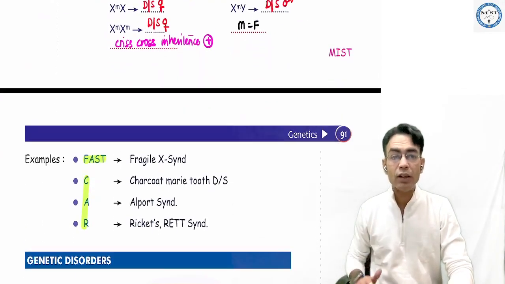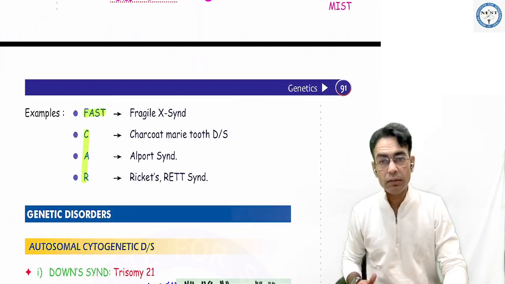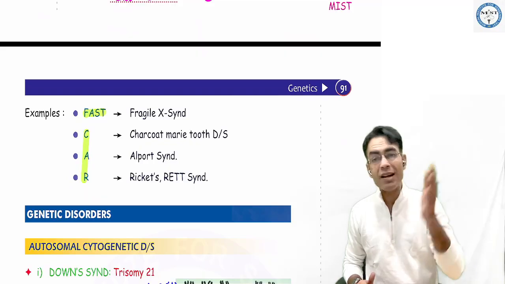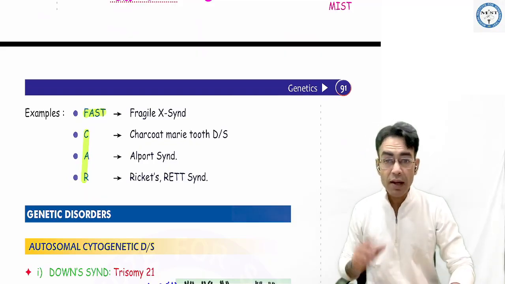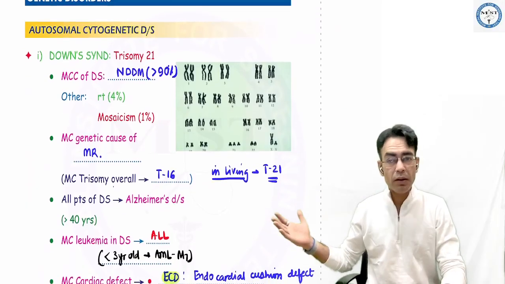The examples of X-linked dominant, fast car. So these are your autosomal dominant, autosomal recessive, X-linked dominant, X-linked recessive patterns. Very important for the exam. Now, for genetic disorders, this you have seen in multiple subjects.